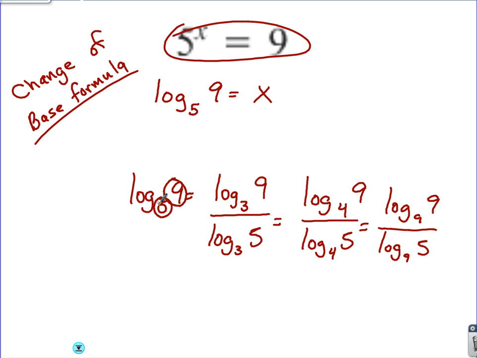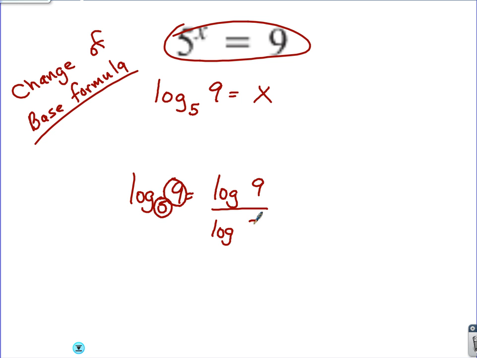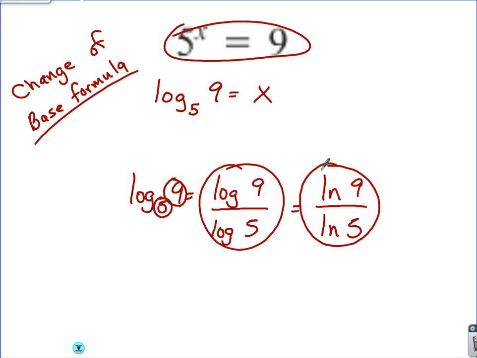So with that said, what base should we use? You have two pretty good options. Base 10 or base e. You're going to get the same answer either way. So what I would do to type this into my calculator, I wouldn't use those other bases. I would say that log base 5 of 9 is equal to the log of 9 divided by the log of 5, or the natural log of 9 divided by the natural log of 5. Let's try it both ways and just make sure we get the same answer.